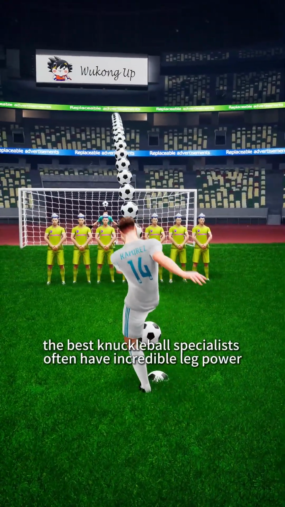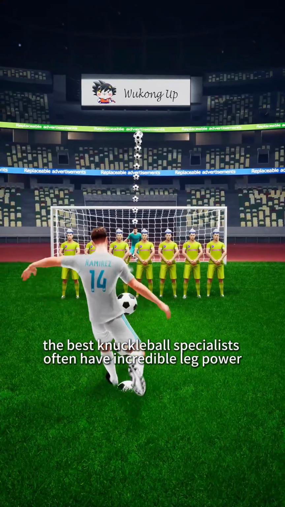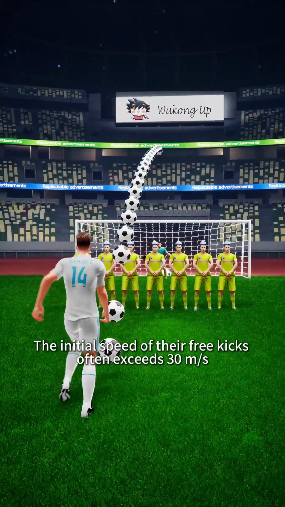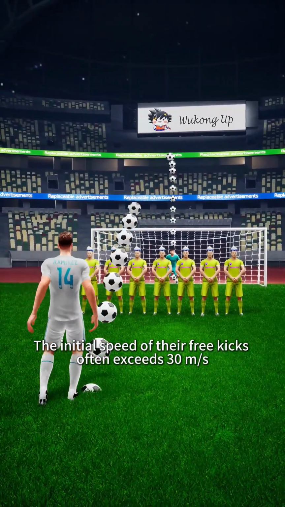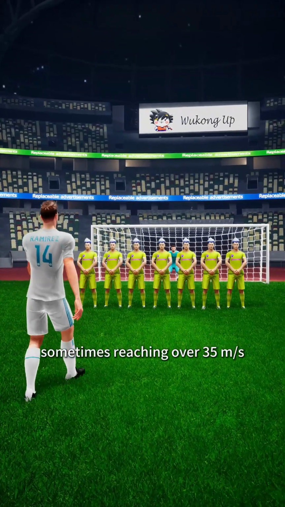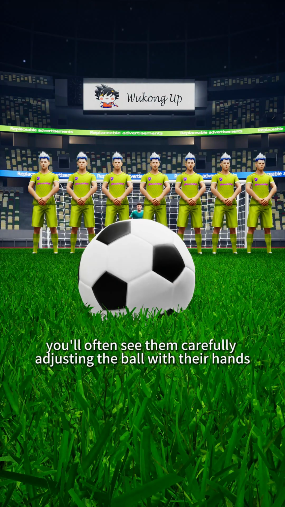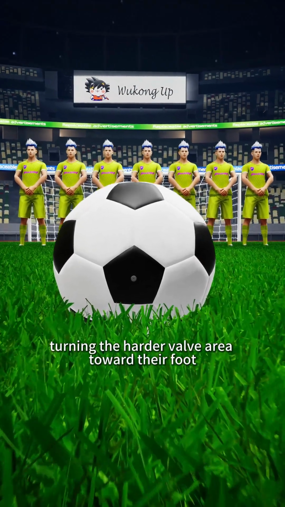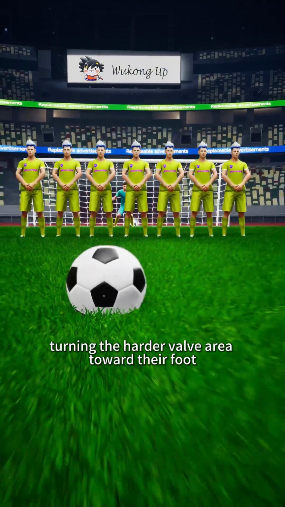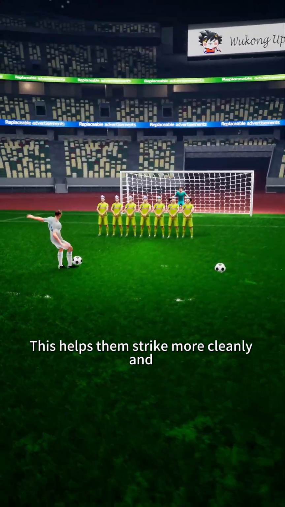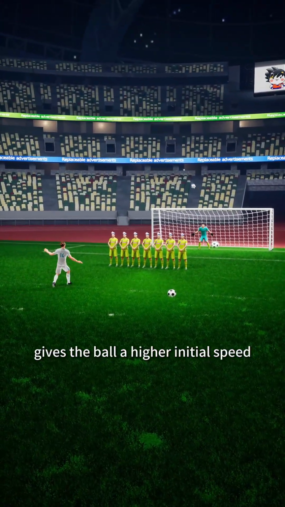In world football, the best knuckleball specialists often have incredible leg power. The initial speed of their free kicks often exceeds 30 mph, sometimes reaching over 35 mph. During matches, you'll often see them carefully adjusting the ball with their hands, turning the harder valve area toward their foot. This helps them strike more cleanly and gives the ball a higher initial speed.